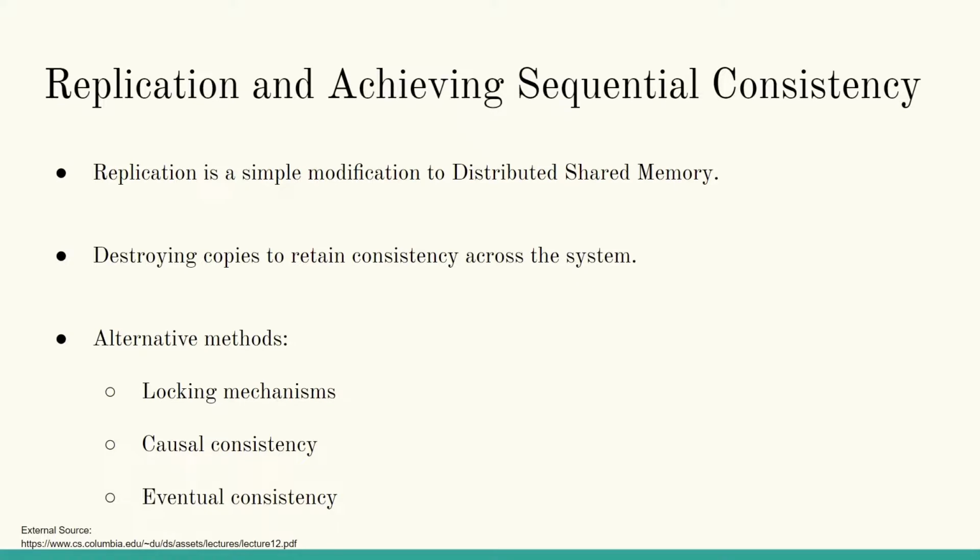We could also consider an alternative method, such as locking mechanisms, where we can lock a piece of memory to read and write to, then upon completion we push the changes we made to this memory block to all other replicas, thus mirroring and retaining consistency.